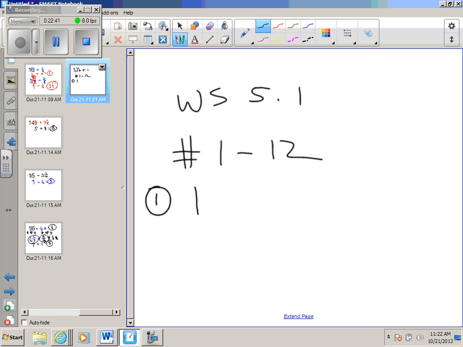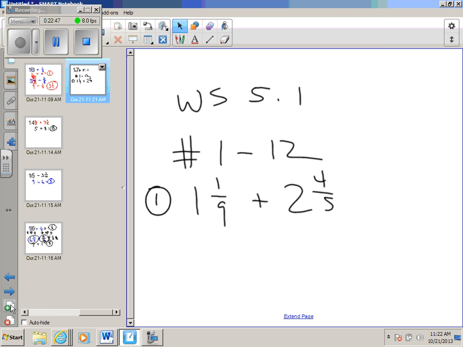1 and 1/9 plus 2 and 4/5. 1/9. Anywhere near half? 1/9? No. So that one will stay at 1. 2 and 4/5. Goes to 3, right? So 1 plus 3? 4.